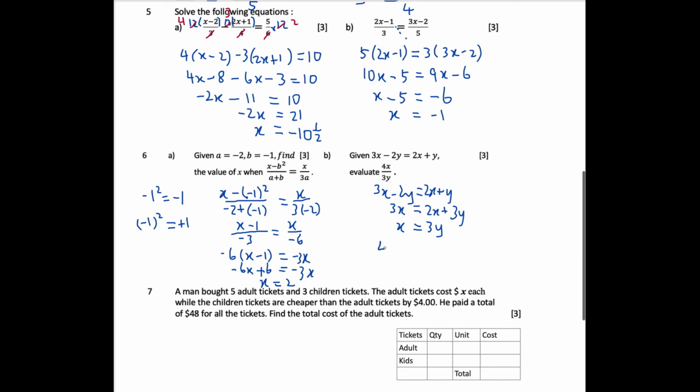Now we will evaluate 4x over 3y. Since x is 3y, we replace the x here by 3y in brackets. So now 3y can be cancelled off, leaving us with 4 as the answer.